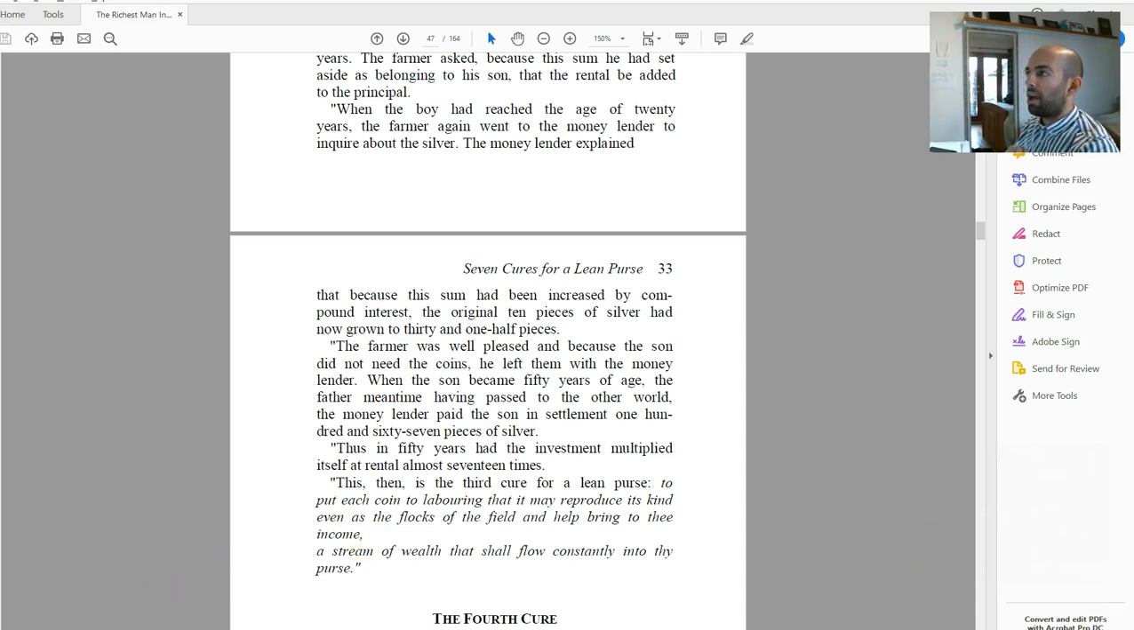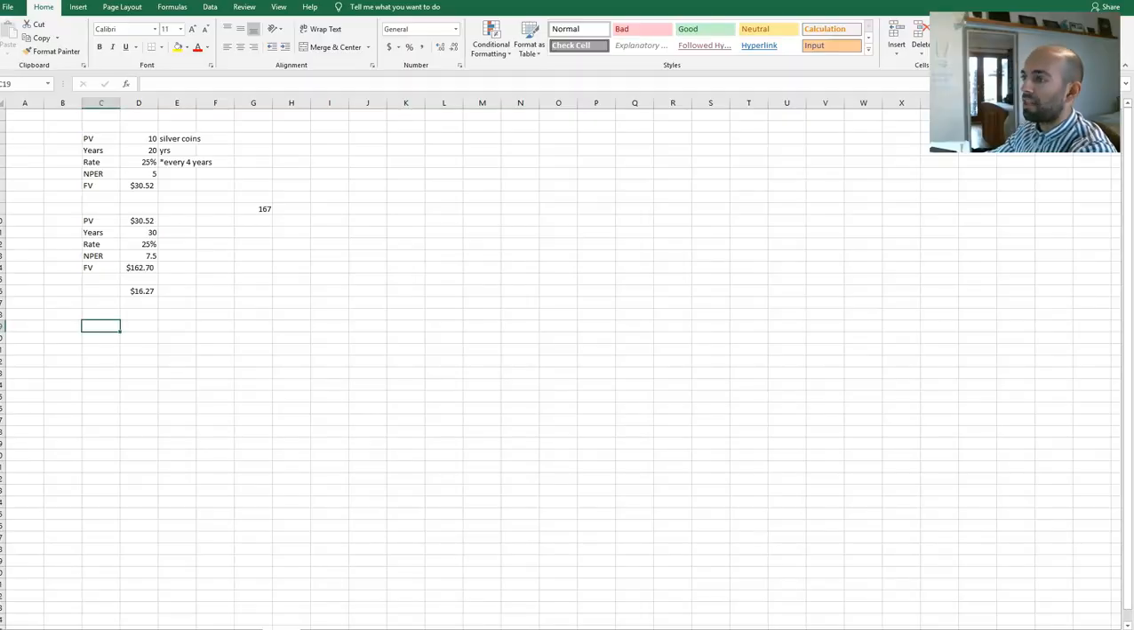So we can actually compare what it would look like in the future if he didn't have that interest work for him. The way that would work is it would basically be 25% every 4 years, so there was 50 years, and every 4 years, this divided by 4, he was paid 25% of the amount he had there. So 25% of 10, I'm just going to write this out as the present value, the years, the number of periods, and the rate.